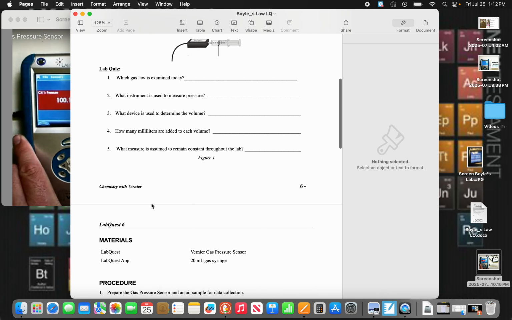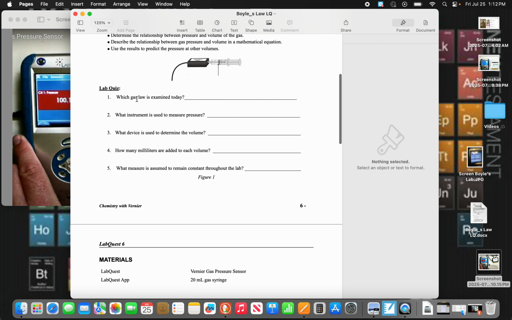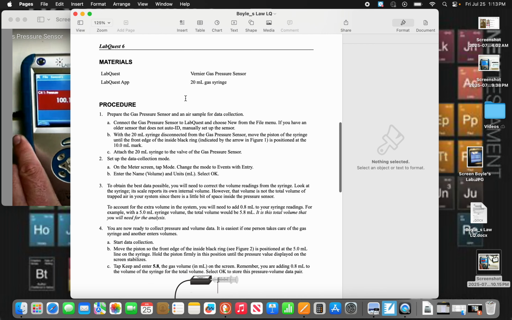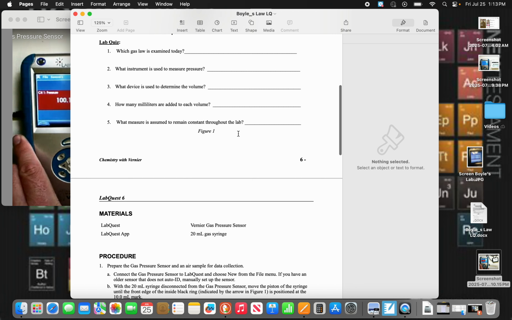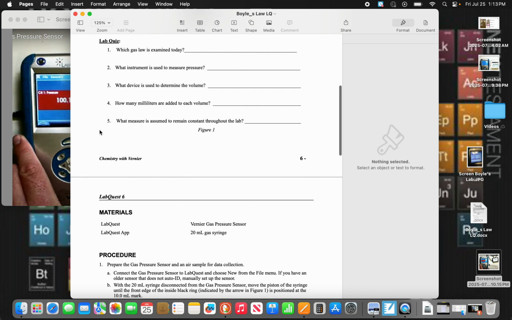When you read it, then go back and do the pre-lab questions. Which gas law is examined today? Which of our 3 gas laws, Boyle's law, Charles' law, or Gay-Lussac's law, are we looking at today? What instrument is used to measure pressure? Maybe we've already discussed that. Which devices determine the volume? Again, we might have already said that. How many milliliters are added for each volume? You're going to have to go back and look here, and we'll discuss that in a second. And what measurement is used to maintain constant throughout the lab? So go back to the gas laws.